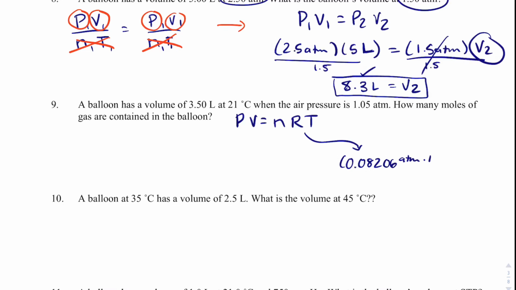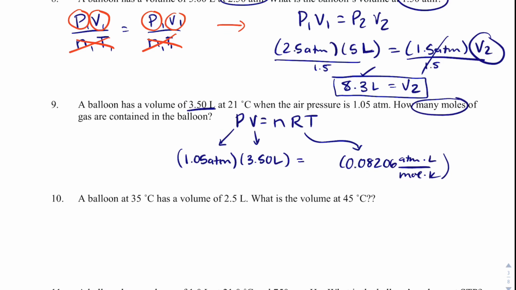And we've got atm times liters divided by moles times Kelvin. Those units on R are incredibly important because for everything to work out, these are the units that we need. So if we're going to plug in a pressure, it needs to be in atmospheres, okay? That's what our R tells us. So we do have atmospheres here, 1.05 atmospheres, so we'll plug that in. If we're going to plug in volume, it needs to be liters. We're given liters, so we can plug that in, 3.50 liters.